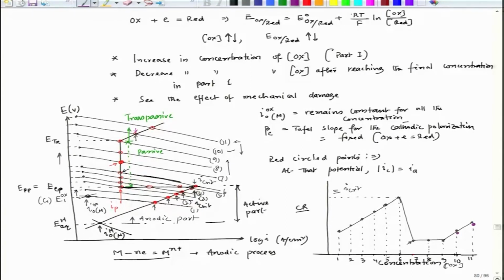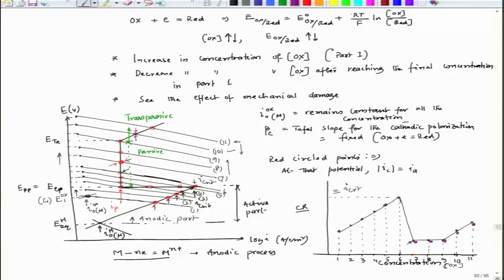When I go to 9, I could see it is just crossing the passive to transpassive zone. The corrosion will be the same as that particular current density of that anodic portion. At 8, I could see that again passivity is achieved, so at 8 the corrosion rate will be this. At 7, the corrosion rate would be here, because it is at this location.